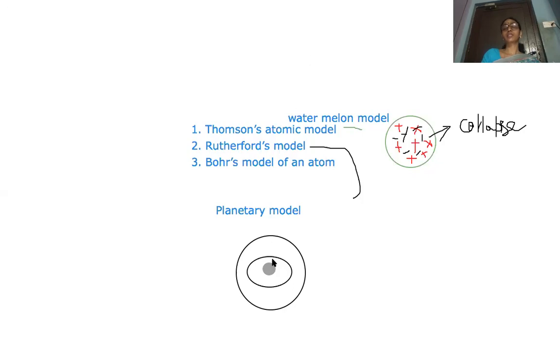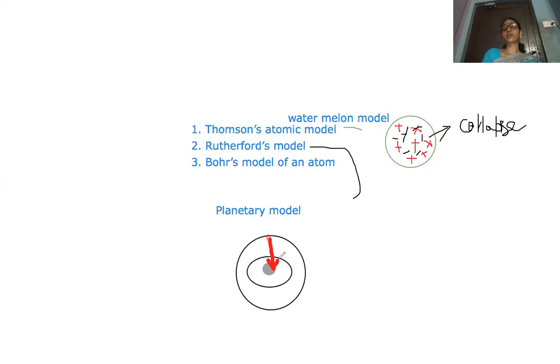So according to this theory, let me draw the electron here. Let me show a small electron on this particular place, in red color. As the electron is revolving around in the circular orbit, what will happen is the electron should lose energy. Once it loses its energy, it should fall into the nucleus.